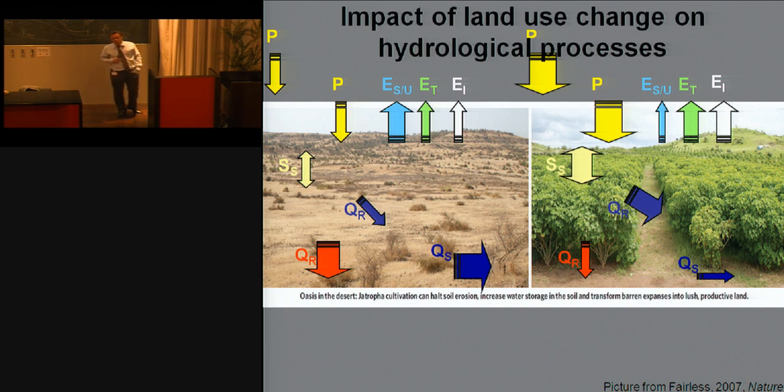Other questions? Is that clear to you how everything is connected? Good. Then we learned something today.